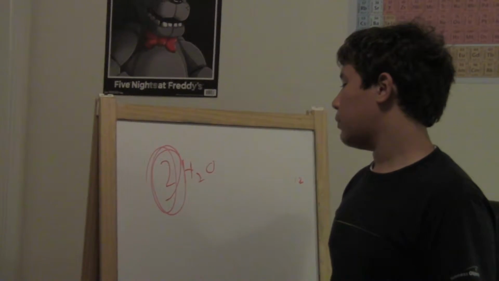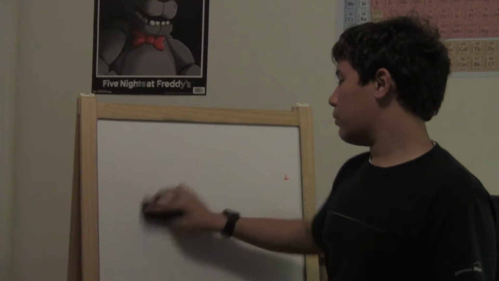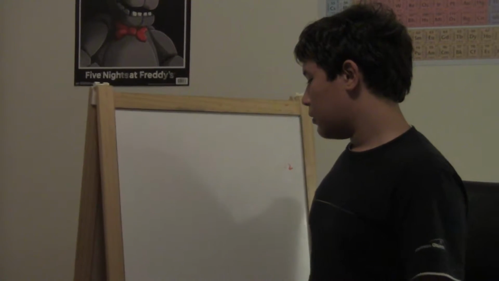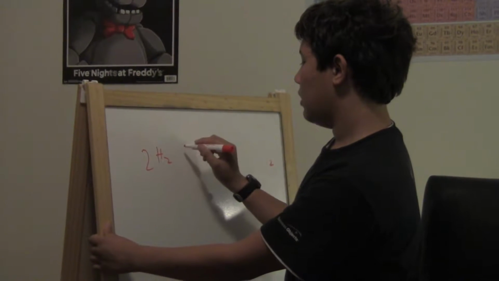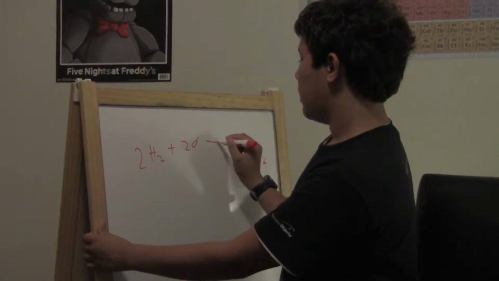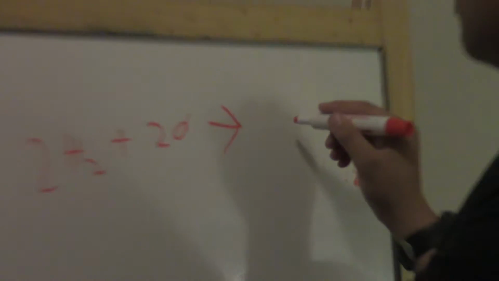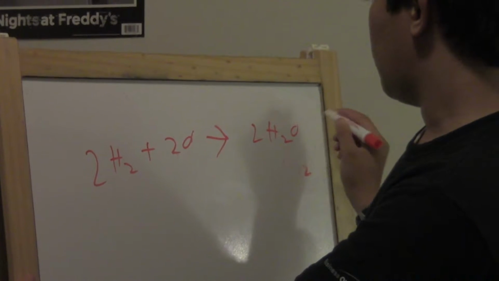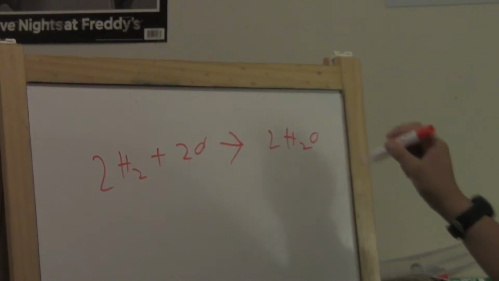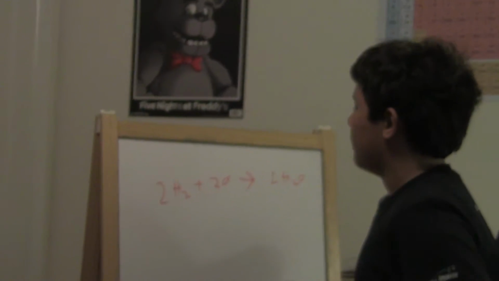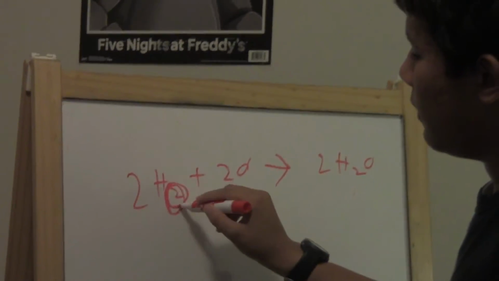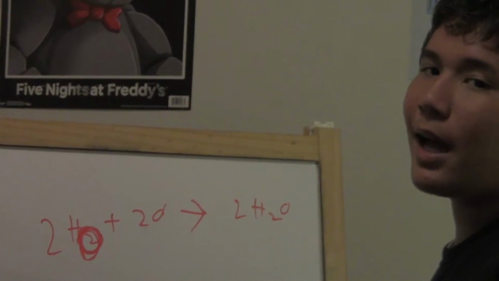And how does that work? Well, I'll simply put 2H2 plus 2O, and then bring it to 2H2O. And where did that 2 go? It's still here, but why? This brings me to my second factor: subscripts. You know this 2 here, right? That's a little bit below the H. That is a subscript.